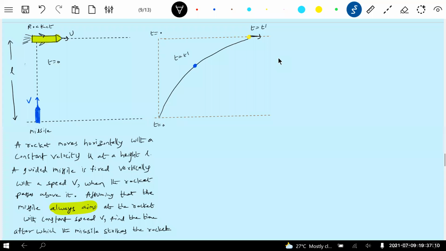Here, how will this be moving? It will continue to move with velocity v. This will continue to move with a velocity u. This much information is what we have. So we will resolve. Sir, this missile is launched at a 90-degree angle, no, sir?